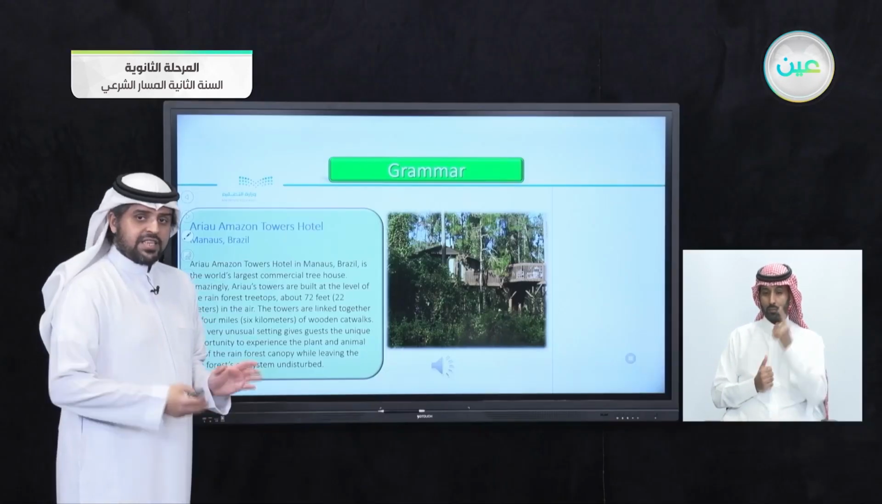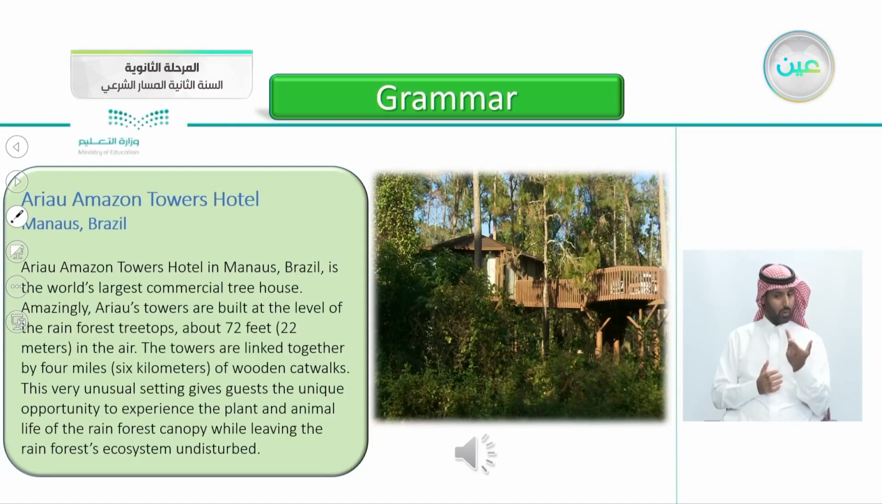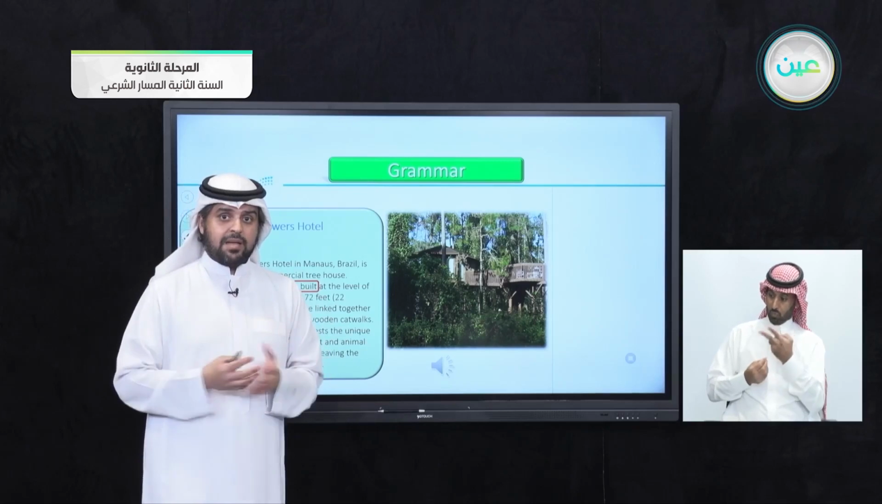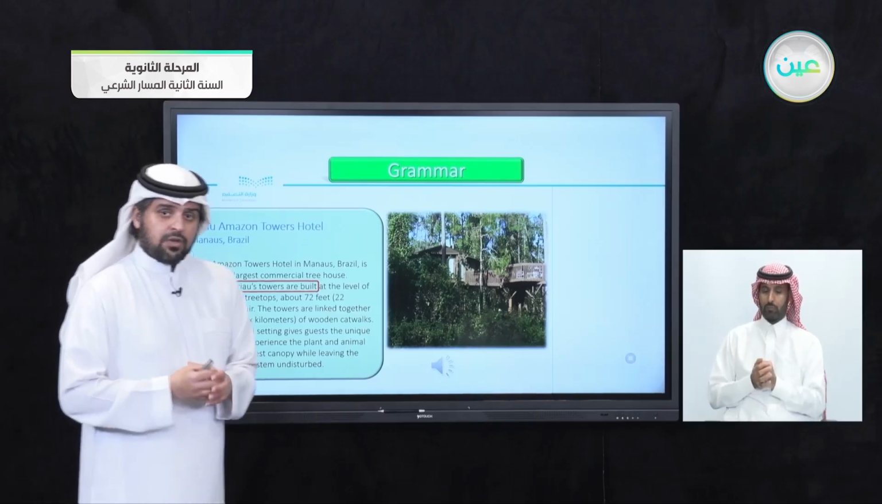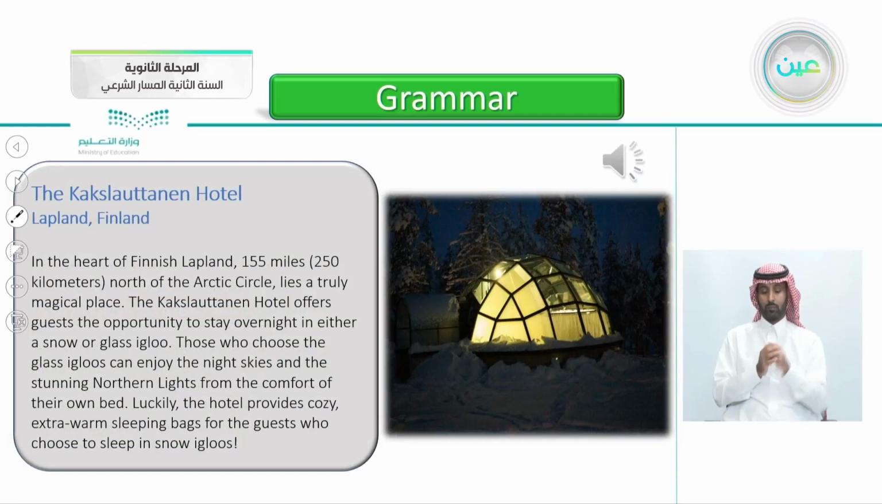So, can you find the example in this article? Okay, let's see it together here. Of course, it's the word amazingly. The attitude of the speaker is that he is amazed, he is surprised, amazingly, from the word amazing. Amazingly, Arraial towers are built on the level of the rainforest treetops. So that's the amazing thing here, that the hotel is built on the tree tops. The last one here, the Kakslauton Hotel in Finland. Let's listen to it together.